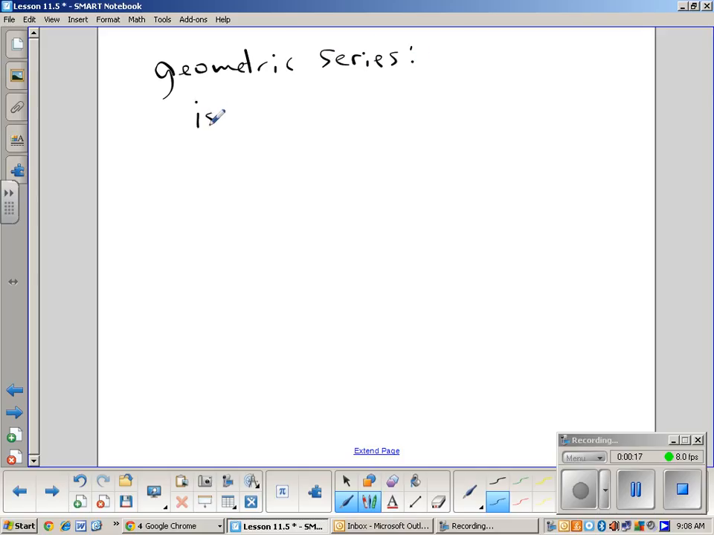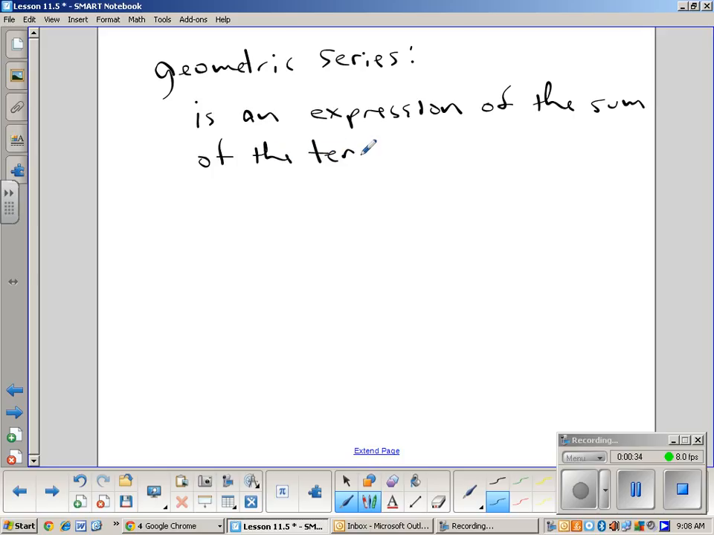Geometric series is an expression of the sum of the terms in a geometric sequence.